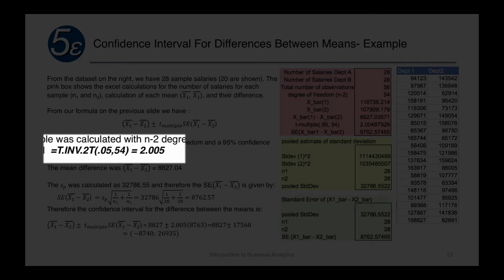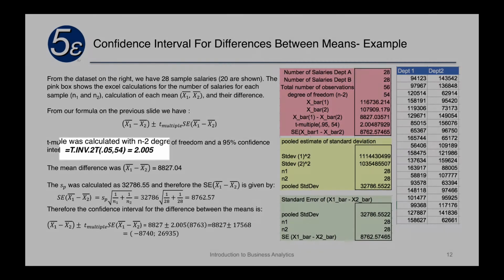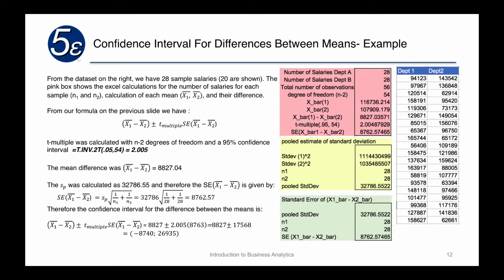So there's a total of 56 observations, but now we're doing n minus 2 degrees of freedom, and that's because it's n minus 1 in each of the samples. So we're holding one for the first sample, we're holding another for the second sample, and that's why we're doing n minus 2. It's because of the number of samples.